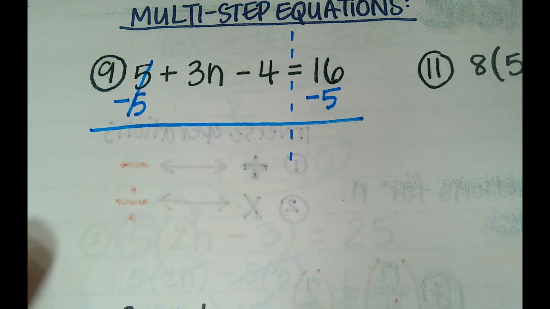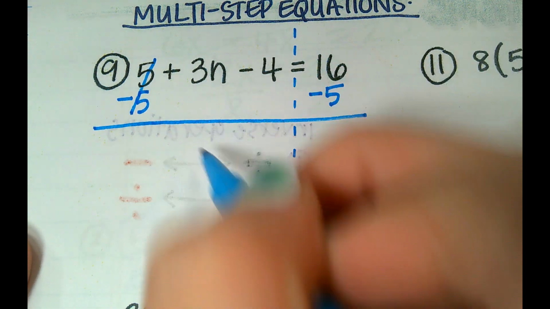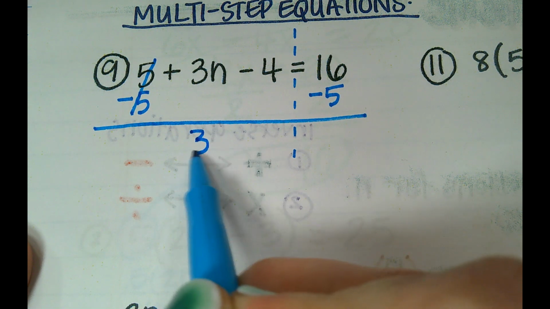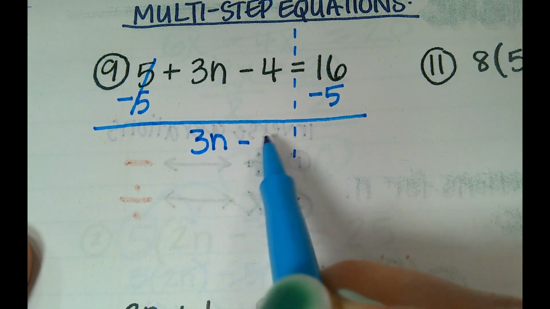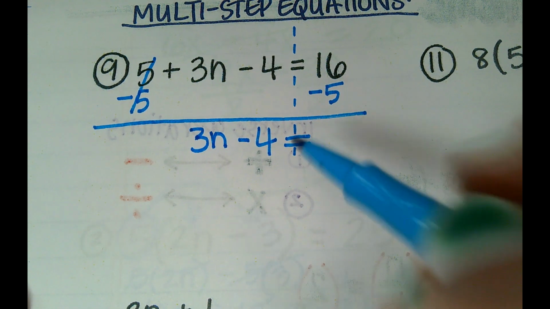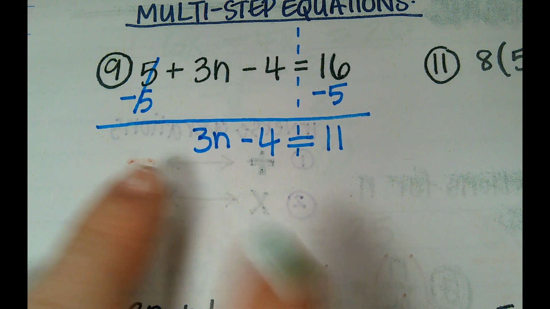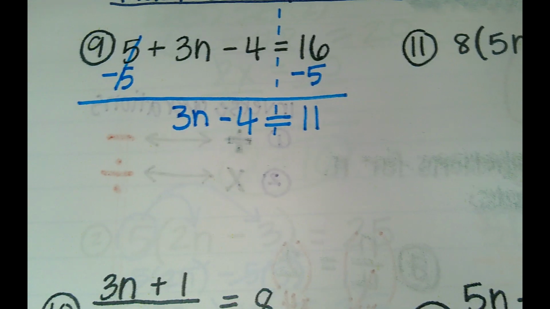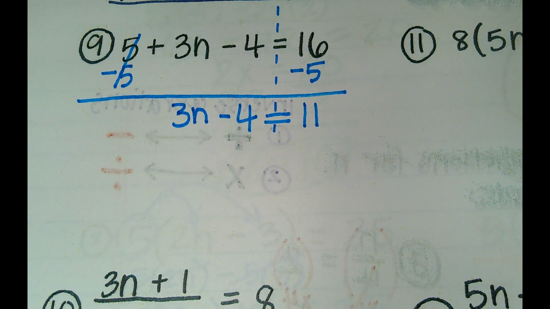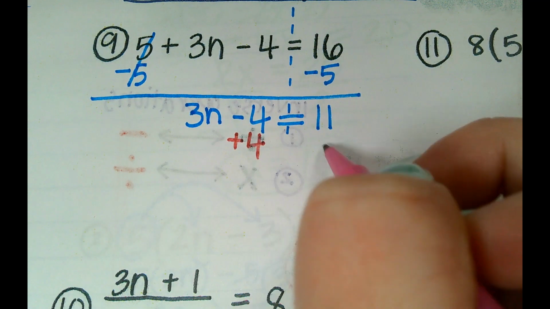And what happens next? Bring my 3n minus 4 down. Yes. Well, 16 minus 5 is 11. Good. Okay, so my first step was we subtracted 5 from both sides. Now I've got a whole new problem. The 4, what am I going to do with that 4? Add it. Good. Add 4.